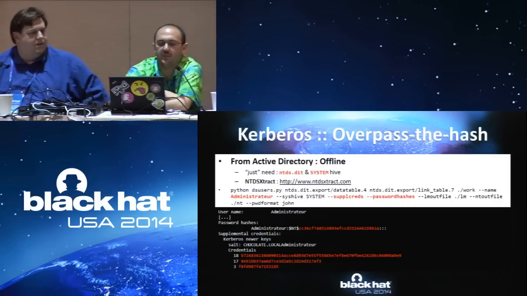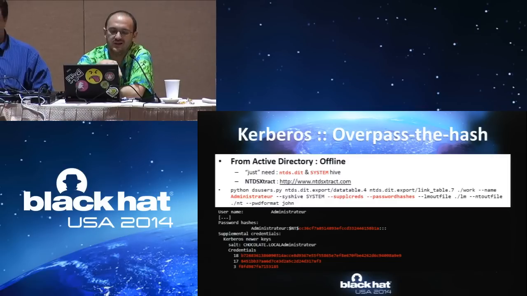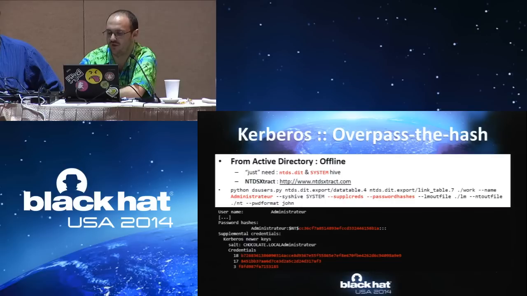So now we will speak about overpass the hash. But for this part, you need to have the key. So technically, for this key, you can use NTDS extract. This is the tool on Unix to dump NTLM hash. I'm pretty sure that a lot of people here have already used it. But this tool can also dump AES keys with the right command line, like you can see on this slide. So if you grab the NTDS.DIT file and the system hive of a domain controller, you have the key for all accounts on the domain.